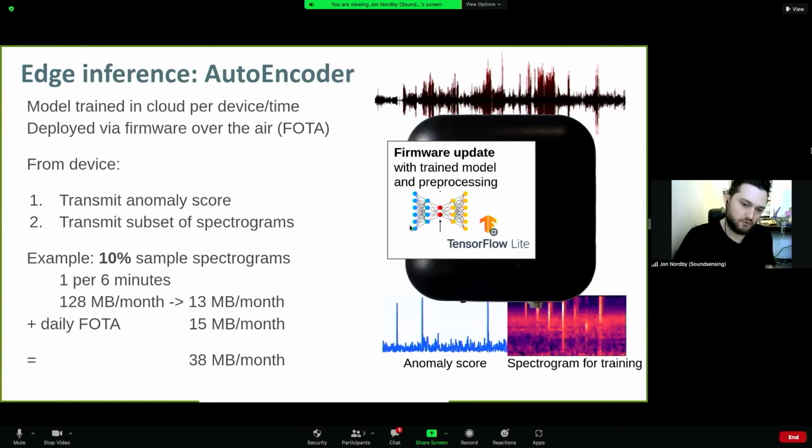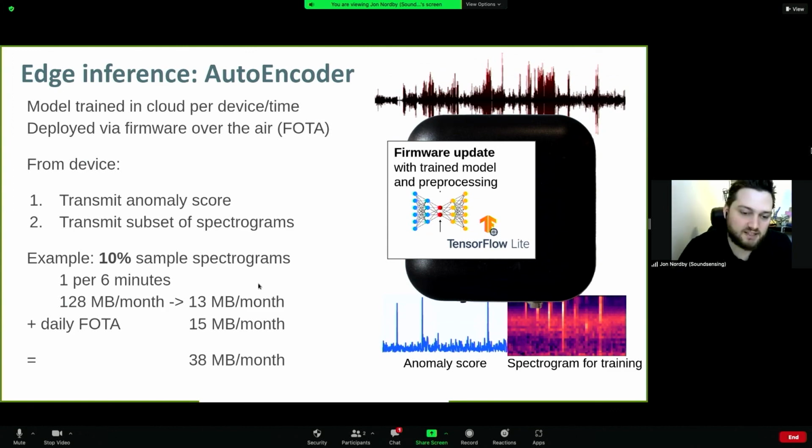So now what we can do is put this neural network onto the edge device using something like Edge Impulse or many tools, or X-CUBE-AI from ST. This means that the model is trained in the cloud, as I mentioned, per device and per time. And then we deploy it to our device firmware over the air. And then we can output the anomaly score directly from the device.